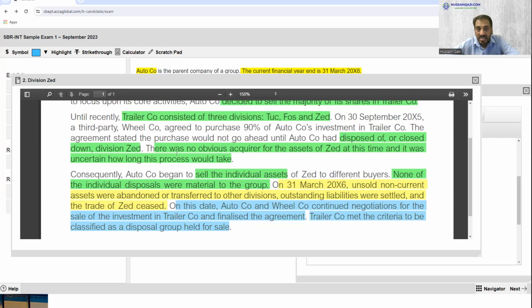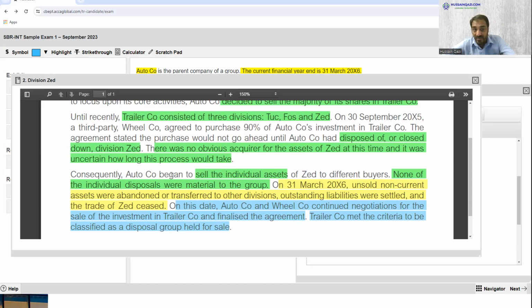So here, continue the reading. There was no obvious acquirer of the assets of Z at this time, and it was uncertain how long the process would take. So the first statement is that there is no obvious acquirer. It's no worry, it doesn't matter. But the addition, it was uncertain how long this process would take, becomes suspicious. That becomes uncertainty to apply IFRS 5.